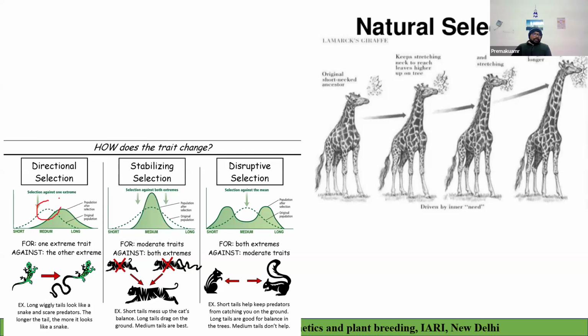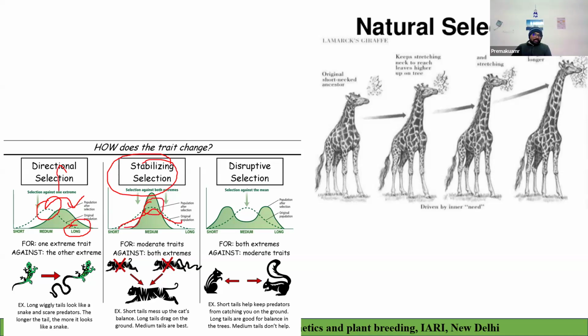Your mean is shifting towards one side of the direction, for example, long tail. This is called directional selection. There is another form of selection called stabilizing selection. Here the mean is shifting towards the stable form, the average individual.